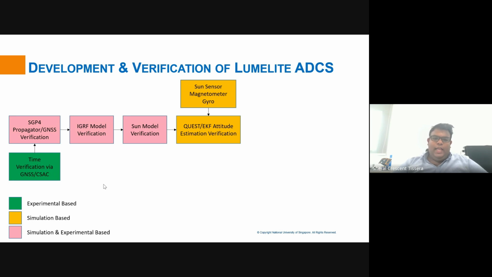Now, how this works is that the IGRF and the sun model will provide a vector pair in the reference frame, in the inertial reference frame. Then we have onboard sun sensors and magnetometers to provide another vector pair with respect to the satellite body frame of reference. So using these two vector pairs, we are able to calculate the attitude or the orientation of the satellite with respect to the inertial frame of reference.